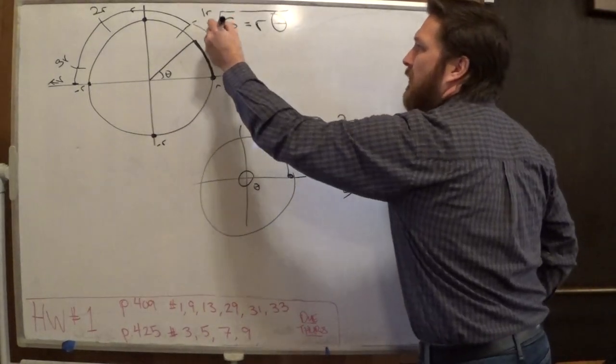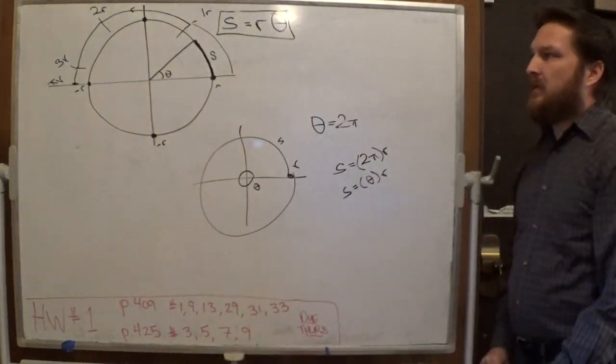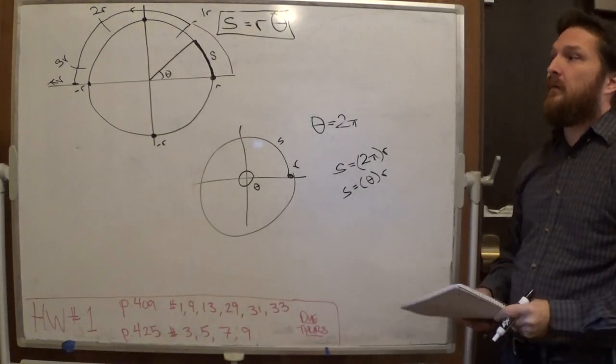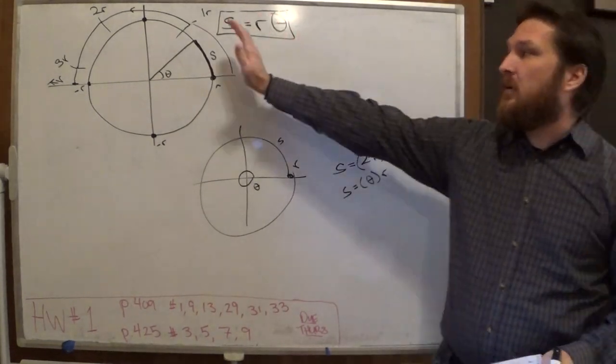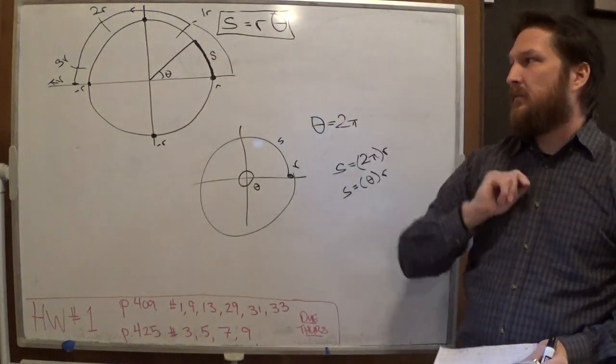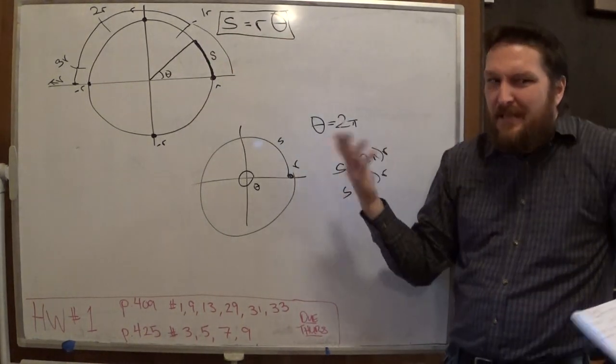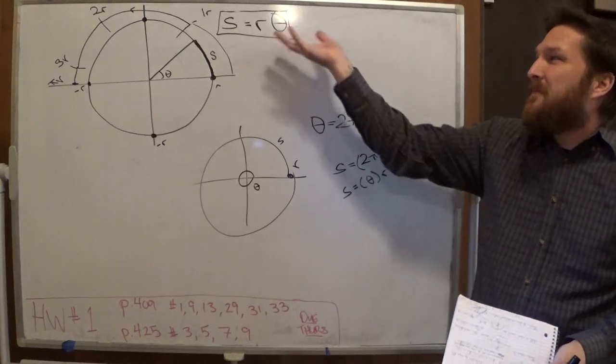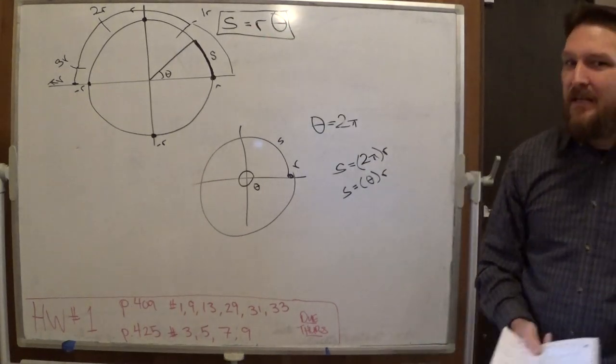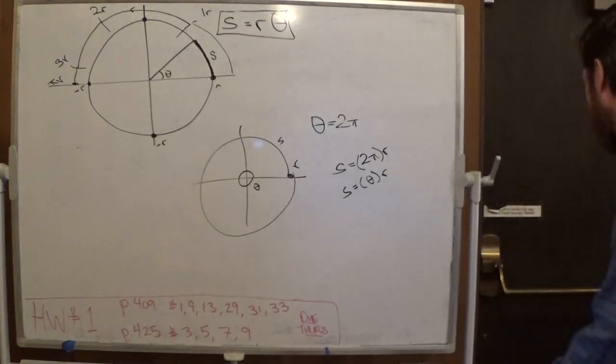s equals r theta is the length of an arc subtended by an angle theta. Does everybody believe that? It's believable because it comes from the definition of radians. That's kind of why it is that way.